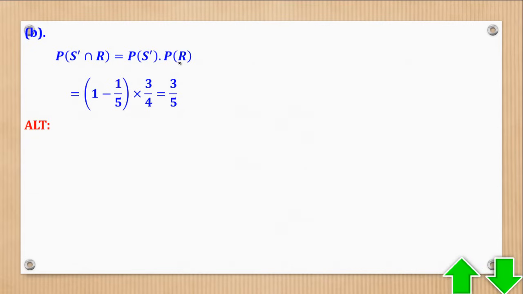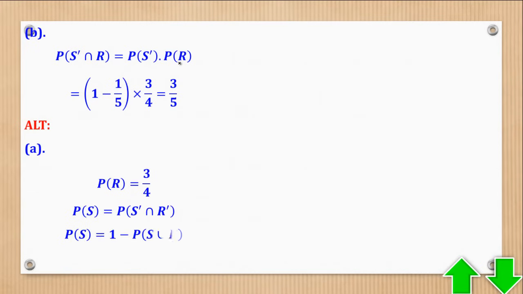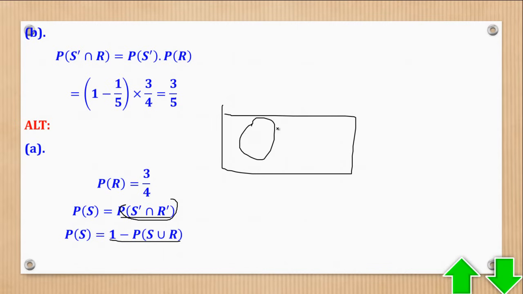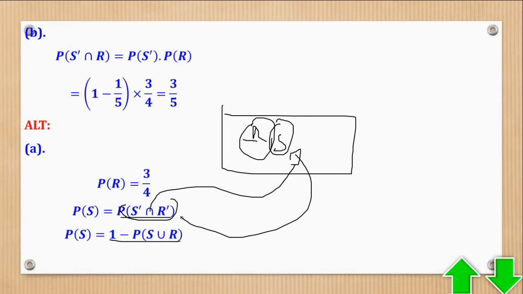What if you use a Venn diagram or contingency table? How would your solution be? We'd say that from the contingency table, this, first of all, is the same as this, because this means neither S nor R. So if you are drawing a Venn diagram, this probability will be outside here. So the same as 1 minus the union, because the union has S, R, and the intersection. So 1 minus the union gives us what is here: neither S nor R.